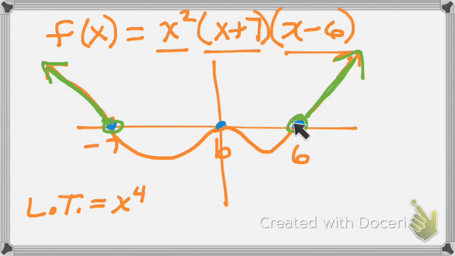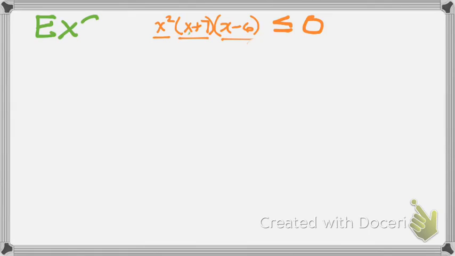Do I include them or not? You include them because it says below or on, right? So on means to include. So for this problem, my answer would be -7 all the way to 6, including both. Does that make sense? Where is it below or on the x-axis?